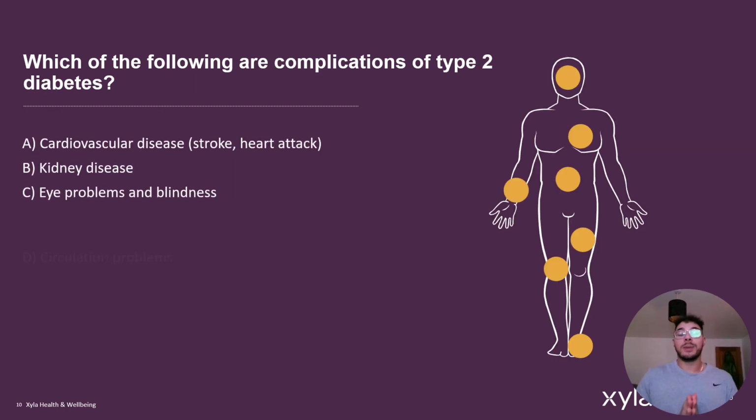So by starting the program and by watching my video, you have made a fantastic commitment to improving your health, which is just amazing. You have made the first step in a really positive journey. So it's quite helpful at this point to remind yourself what you're safeguarding yourself from. So if you can see the question down below, which of the following are complications of type 2 diabetes? Is it A, cardiovascular disease, B, kidney disease, C, eye problems and blindness, or D, circulation problems? I'll show the answers in 3, 2, and 1.